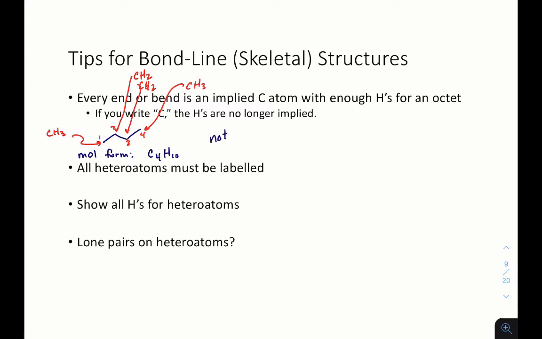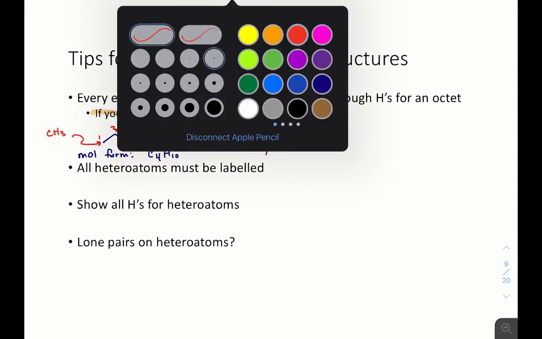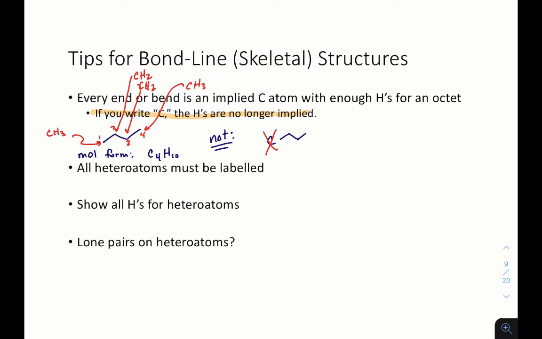However, if you write out carbon, if you write C, the H's are no longer implied. So you cannot say, I'm just going to show that carbon at the end. No, you cannot do that. Now, you might want to write out a carbon atom for some reason. I do it sometimes. So if you write a C, you need to explicitly indicate how many hydrogens are bonded to it. So this would be okay.